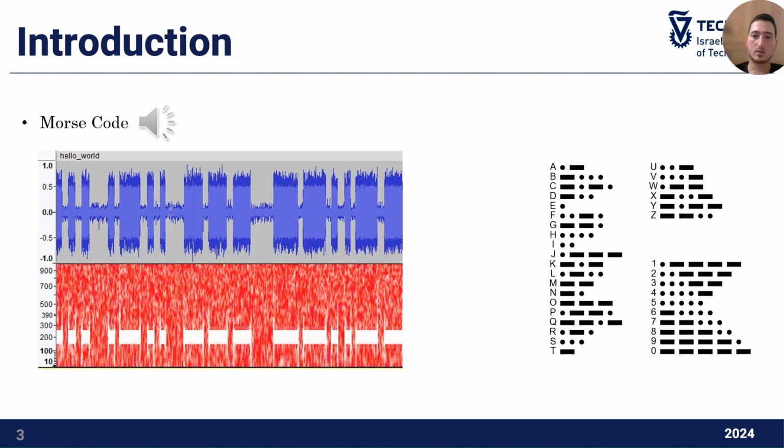As we can see, this graph shows the signal in the time domain, while this one is in the frequency domain. We can see that our data is being transferred on a main frequency of 200 Hz, which is usually referred to as pitch. There are a few different types of spacing in Morse code, as we can see here. This one is a space between words, and the other one is in between symbols in the same letter.